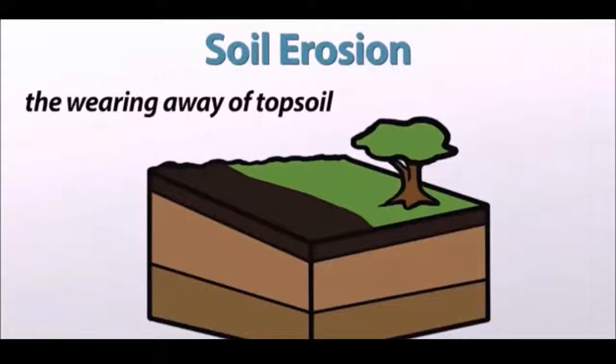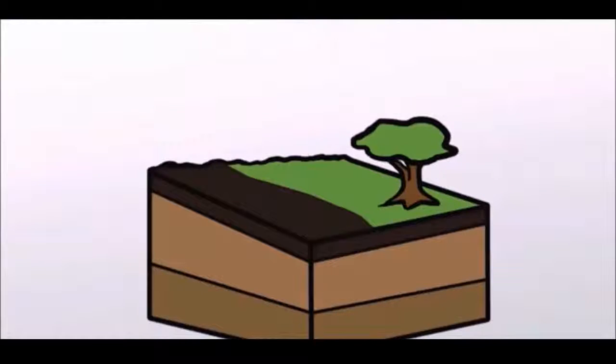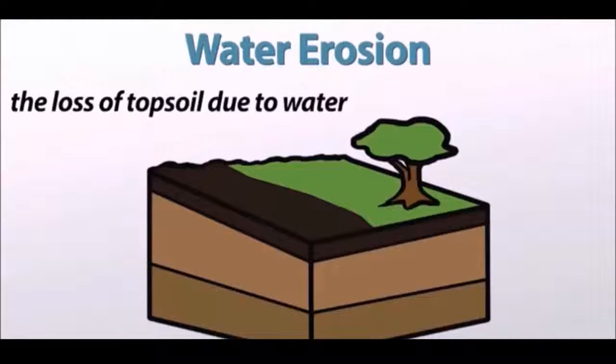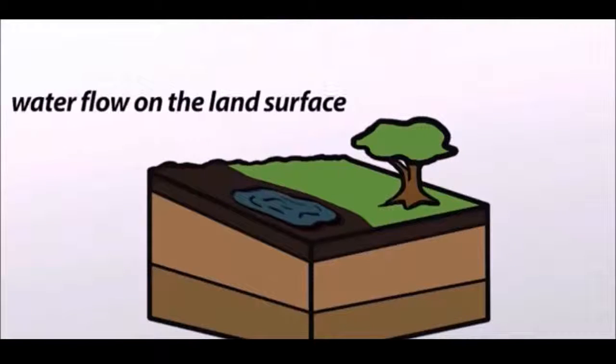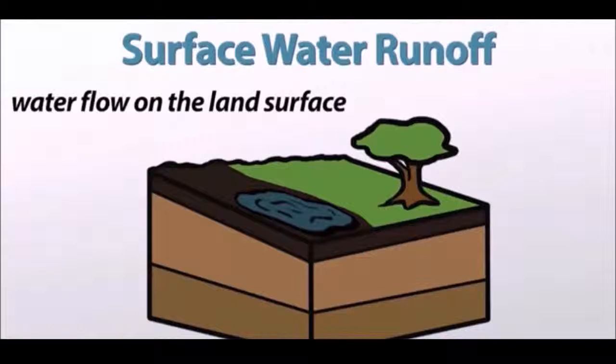And topsoil is the top layer of soil and is the most fertile because it contains the most organic, nutrient-rich materials. One of the main causes of soil erosion is water erosion, which is the loss of topsoil due to water. The impact from the raindrops loosens topsoil, allowing small fragments to detach. If the rainfall continues, water gathers on the ground, causing water flow on the land surface, known as surface water runoff, which carries soil away and deposits it elsewhere.